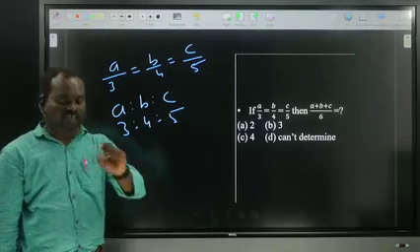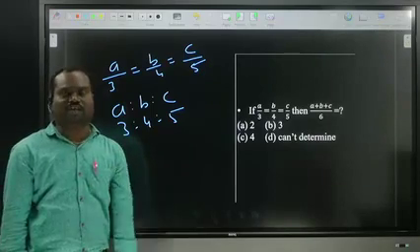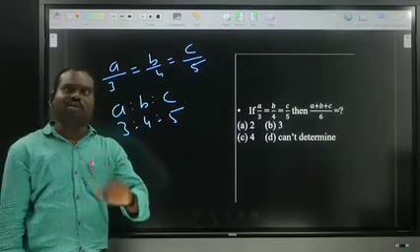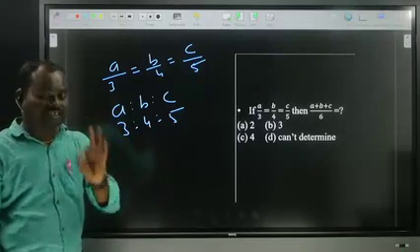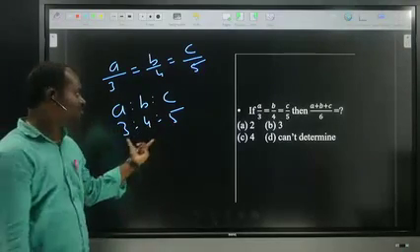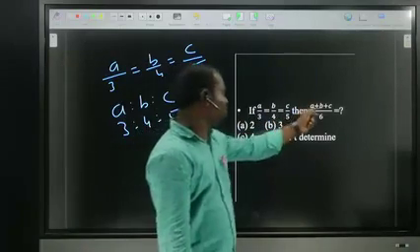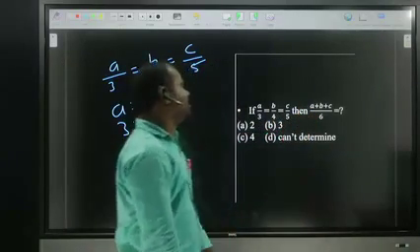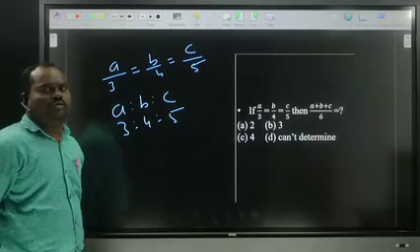Whenever it is multiplication manner, inverse ratio logic. Whenever the question is division model, denominators only will become the answer. So what is the ratio? 3 is to 4 is to 5. Whenever the question is A is to B is to C, it is the answer. But it is also asking: what is (A plus B plus C) by 6?